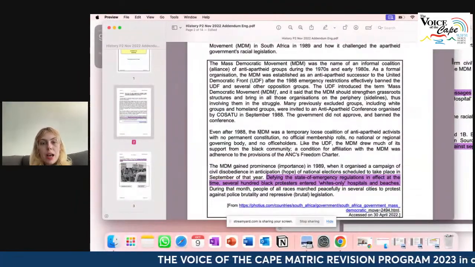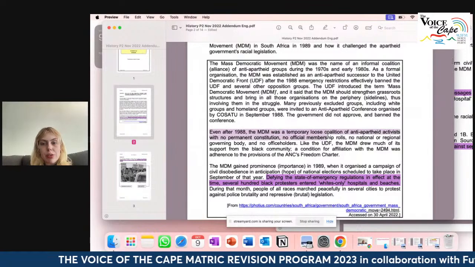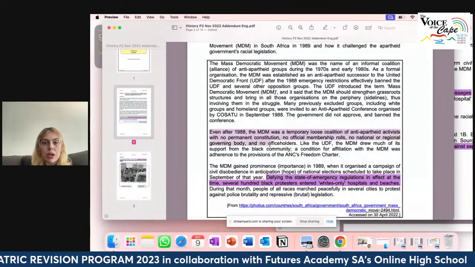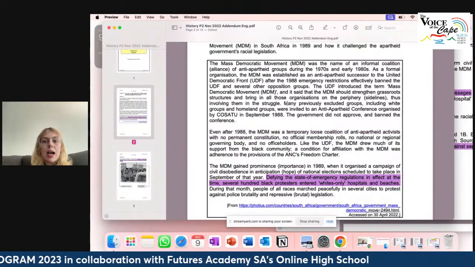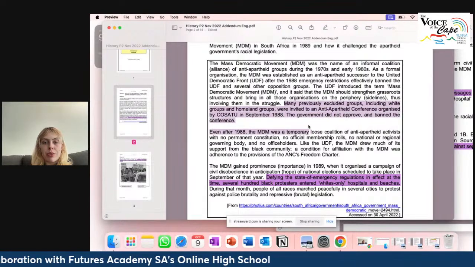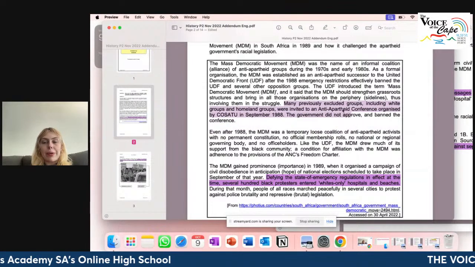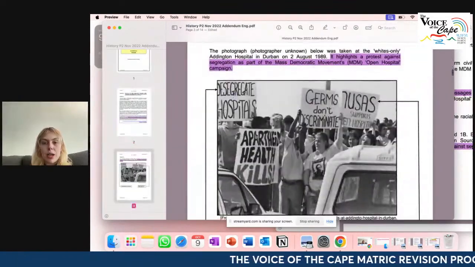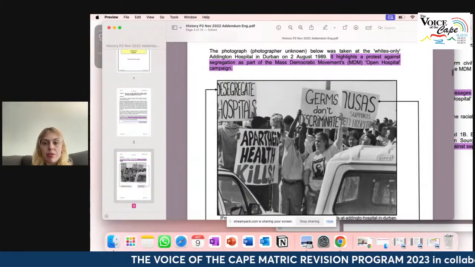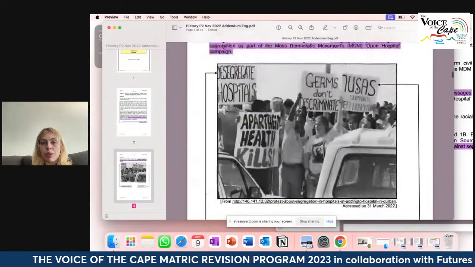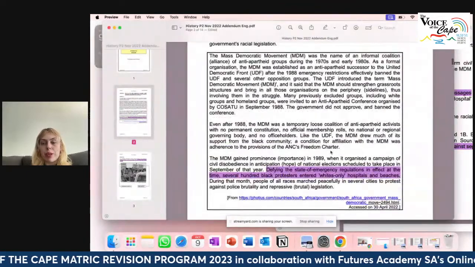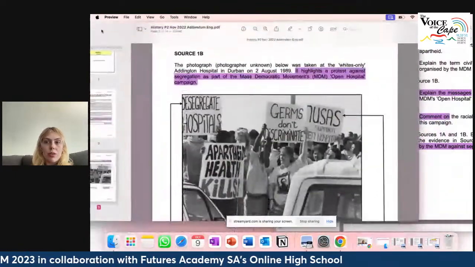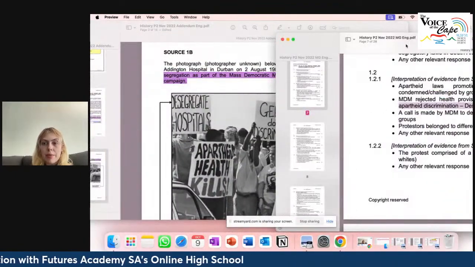So it says here it was a temporary loose coalition of anti-apartheid activists with no permanent constitution, no official membership roles, no office holders. It also says here that many previously excluded groups were invited or were part of the UDF then. So you could also make that comparison in that there is people of different races here and there's different groups. It's not just the mass democratic movement. It's an umbrella term of different groups. And you see that with the NUSAS. So you will see that reflected in the memo then.